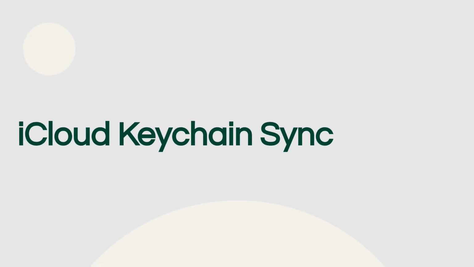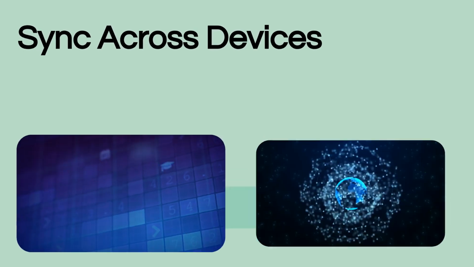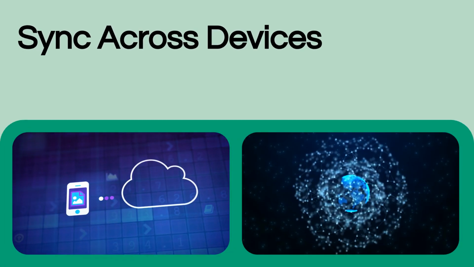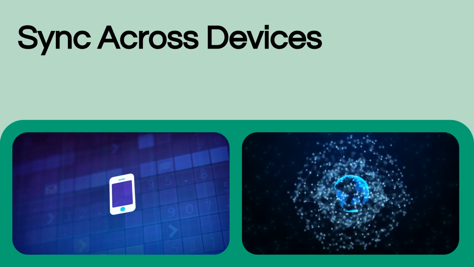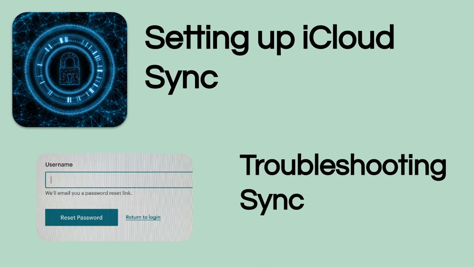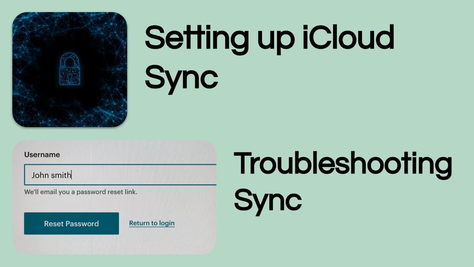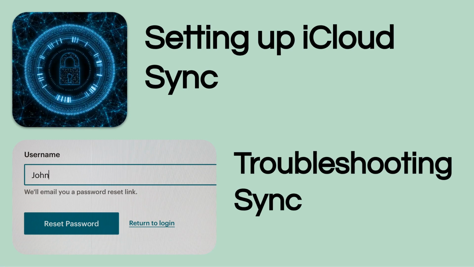One of Keychain's best features is its seamless synchronization with iCloud Keychain. iCloud Keychain securely synchronizes your passwords and credit card information across all your Apple devices, including Mac, iPhone, and iPad. Setting up iCloud Sync is usually straightforward through system settings, but if you run into issues, checking your Apple ID settings is the first step.